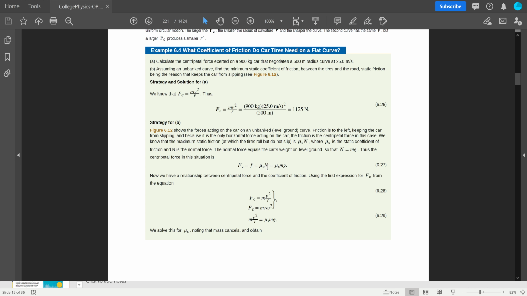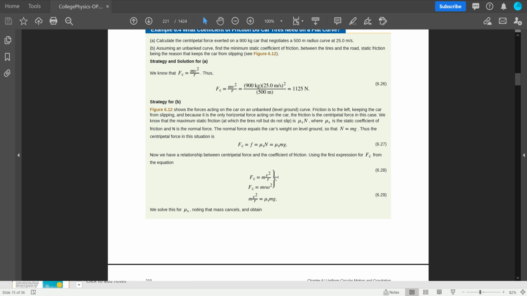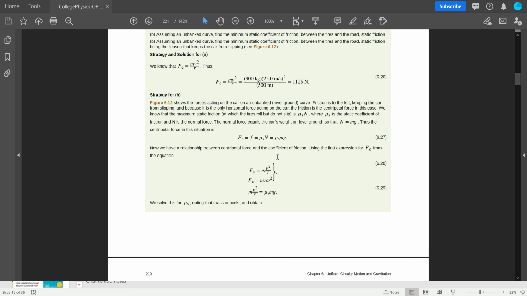And the only reason they're saying friction is because this is opposing the motion that the car is trying to go into, right? If the car is trying to slip, it's going to go away from our circular path. So we have to include centripetal force here. So we have mu s mg, right? So this equation here is just simply mv squared over r.